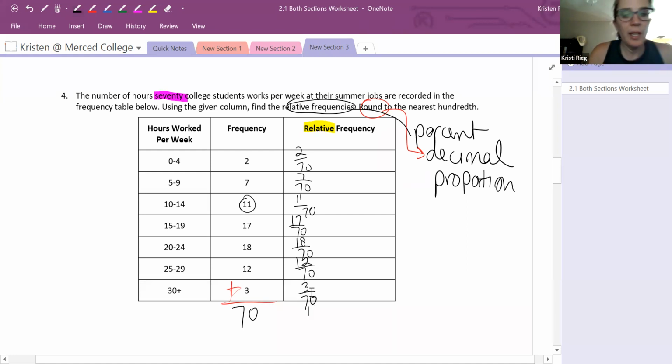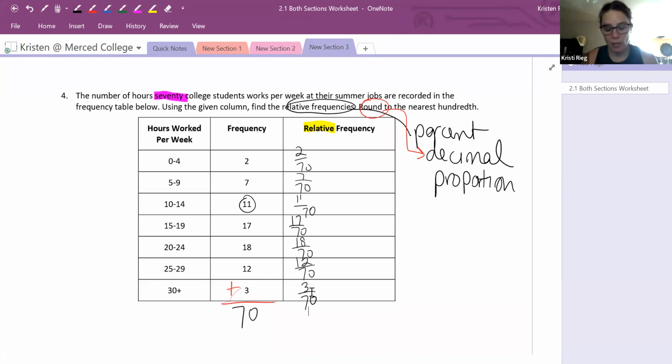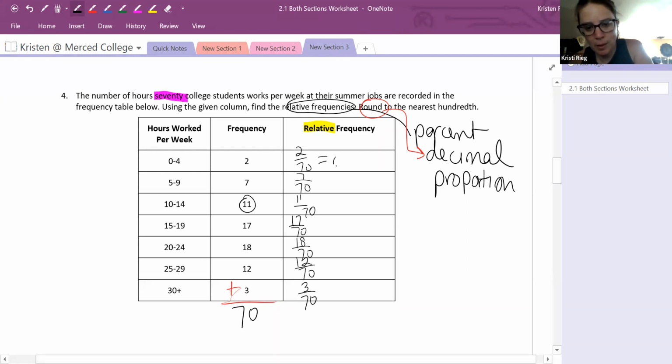Step 2 is to take your calculator and divide, and it says round to the nearest hundredth. So I'm going to just do 2 out of 70, and I got 0.0, it says 0.028. So it's 0.03 because that 8 is telling the 2 to go up. So it becomes a 3.